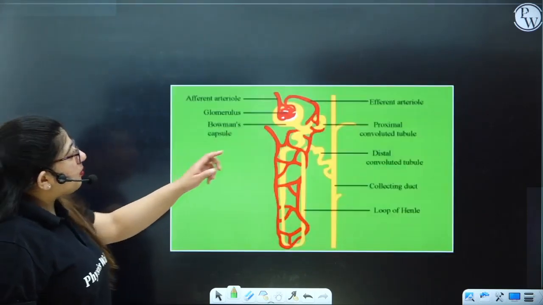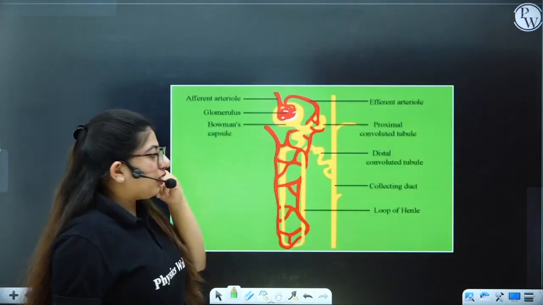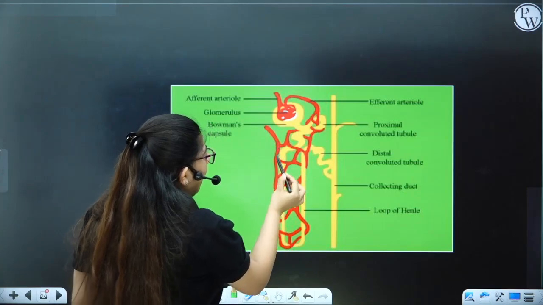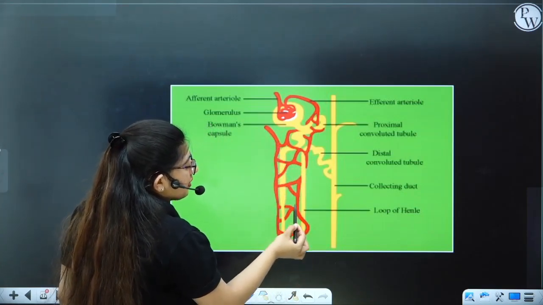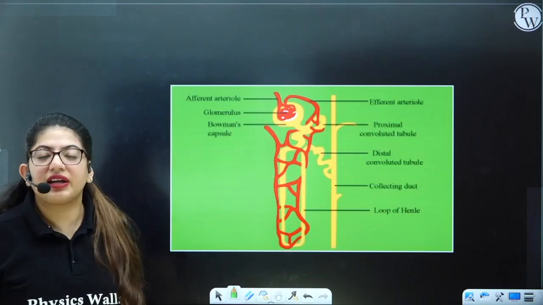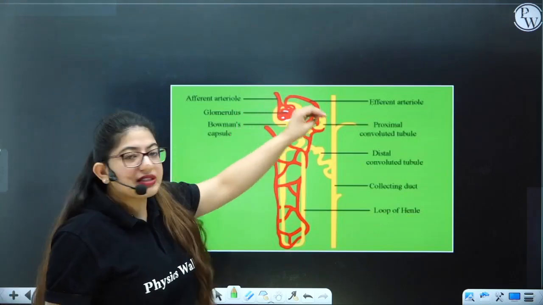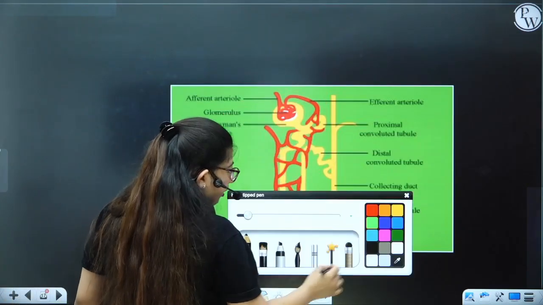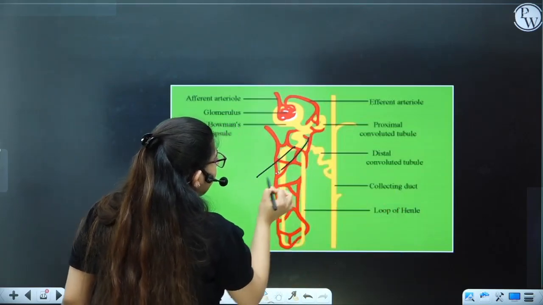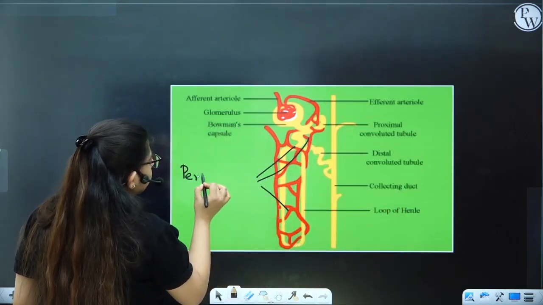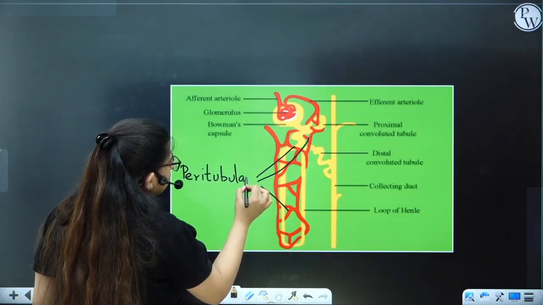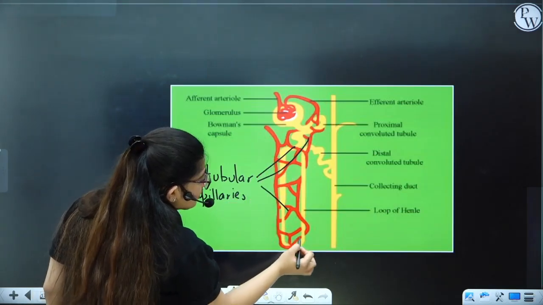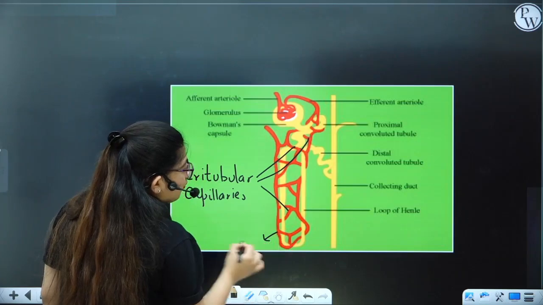Now what happens is this blood vessel, efferent one, which one? Efferent one. It will go down and it will form certain capillaries here and large limb vessels here. You call it as vasa recta. So efferent is coming down. It is also forming some capillaries. What do you call these capillaries? These are peritubular capillaries. Okay. And also it is forming this structure which is known as vasa recta.